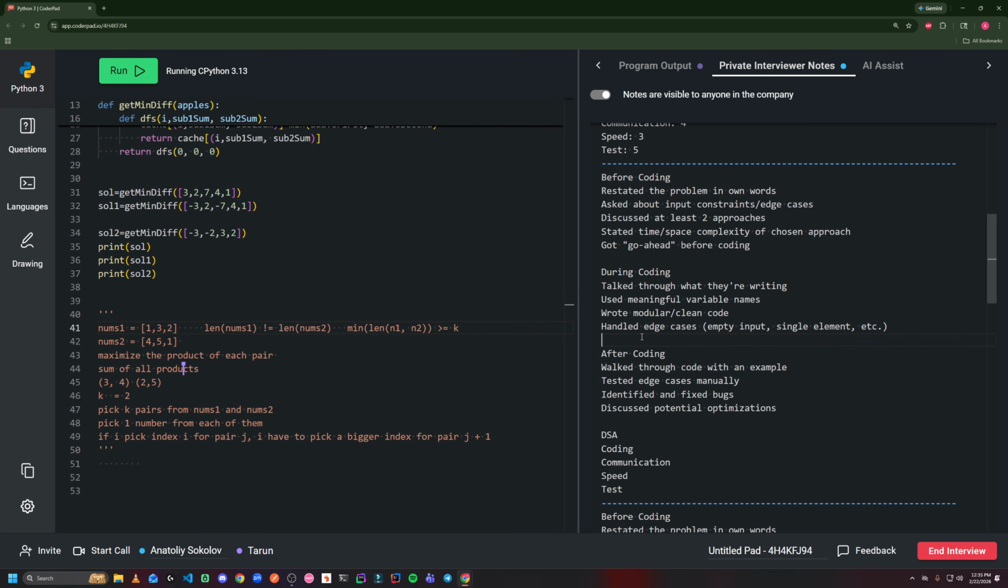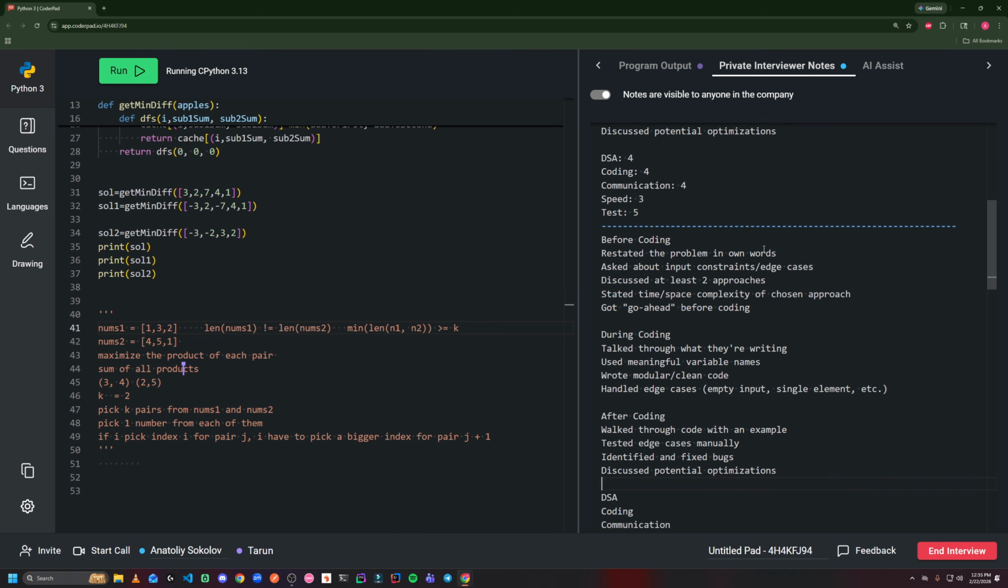Yes, that is guaranteed. You have to get k. You can't skip. Okay. And do we have negative numbers, or only positive numbers? Yes, it can be positive and negative.